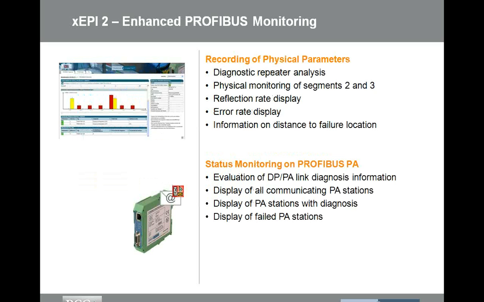We can also do some recording of physical parameters. So using a diagnostic repeater from Siemens, we can actually determine if we have any issues on different segments of our network. We can actually look at reflection rates, error rates, information on the distance to a failure location, that type of thing. And we also have the ability to utilize this product in conjunction with Profibus PA to display all the communicating stations, whether or not those stations have diagnostics or if they have failed.